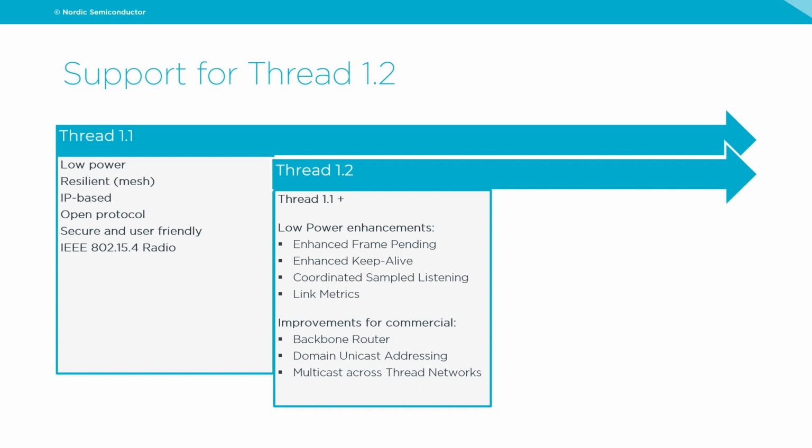So Thread 1.2 builds on top of Thread 1.1. It's fully backward compatible. And Thread 1.2 is a stepping stone towards enabling Matter over Thread. It brings low power enhancements like enhanced frame pending, enhanced keep alive, and coordinated sampled listening, in addition to link metrics. It also has better support for large commercial deployment by introducing backbone router and domain unicast addressing and multicast across Thread networks.